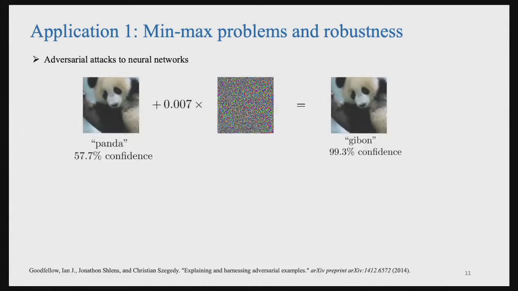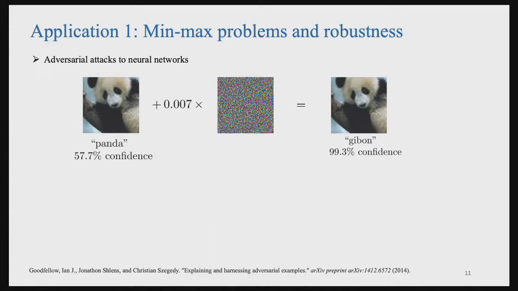You have probably seen this picture a lot, but pandas are always good. So this is a panda. You see that the neural network here classifies the panda image with 57% confidence. It's a high confidence because you have a lot of categories here. If you add a very small perturbation to it, you get this image, which is classified as gibbon with 99% confidence.